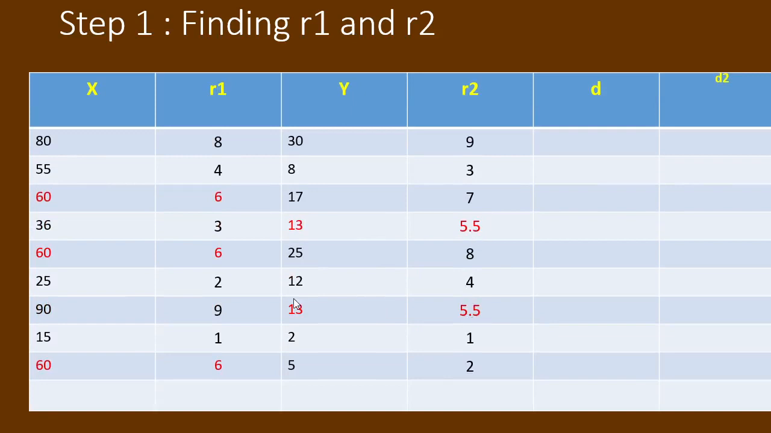After the 13, we have the number 17. For this 17, we cannot allot 6 because we have considered 5 plus 6 for our average rank. So the next rank is 7. For 17, rank number 7. Then the next number 25, rank number 8. Then 30, rank number 9.